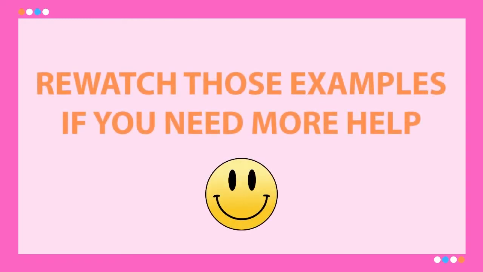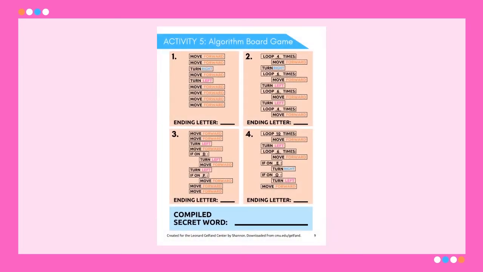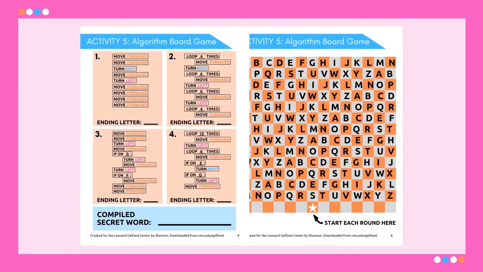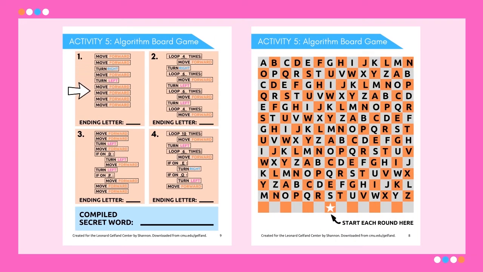Those examples were kind of hard. If you need more practice, especially with loops or if statements, you can go ahead and rewatch them. Whenever you're ready, pull out your other Activity 5 worksheet page, which has 4 challenges for you to do. Just like I did in those activities, I want you to follow these instructions, starting your character on the star each time. Once you get through the algorithm, write down the letter that your character ended up on. The 4 letters that you get are going to spell out your secret word for Activity 5. Feel free to ask an adult for help if you need some extra tips.